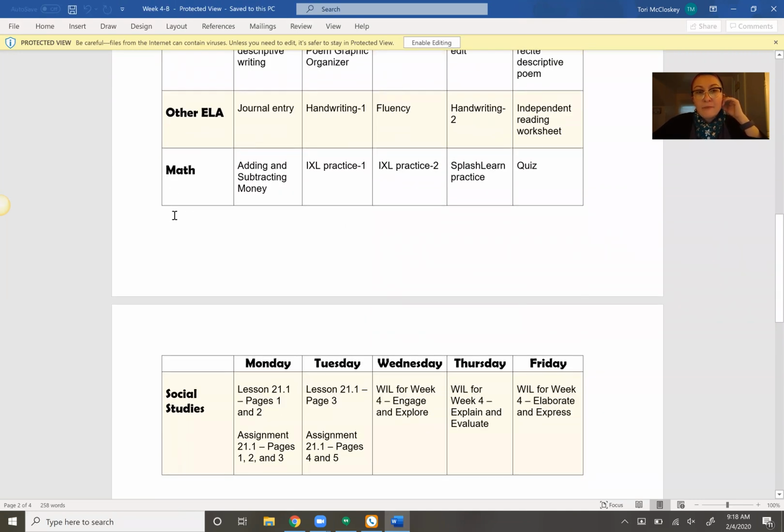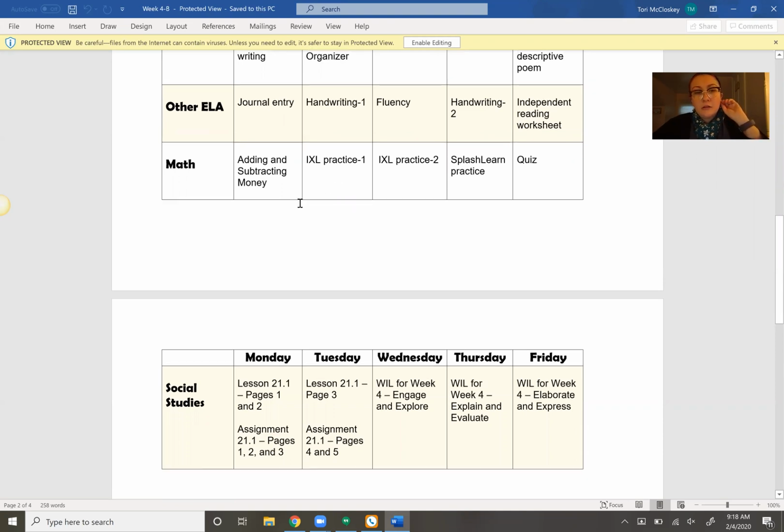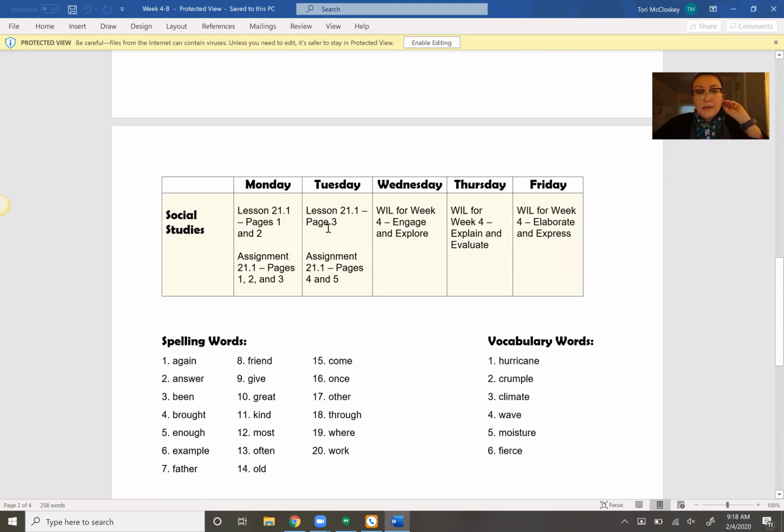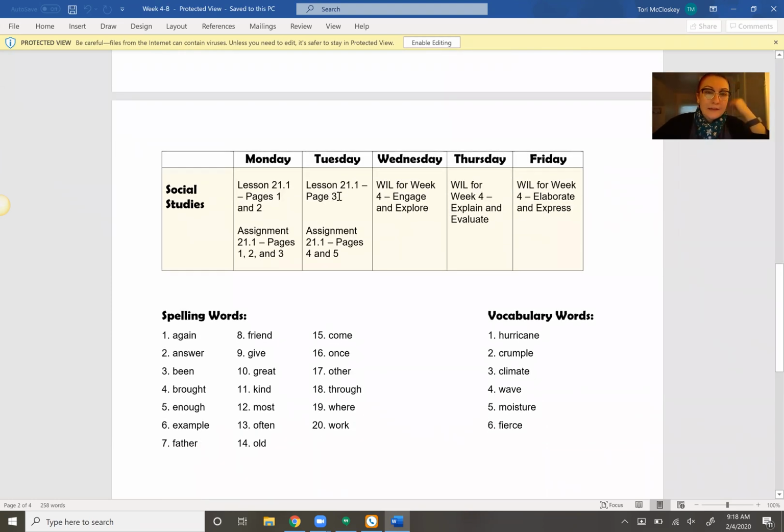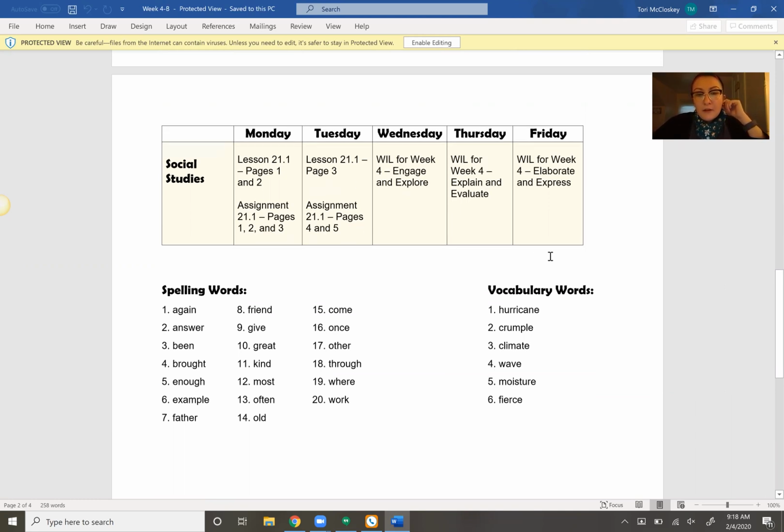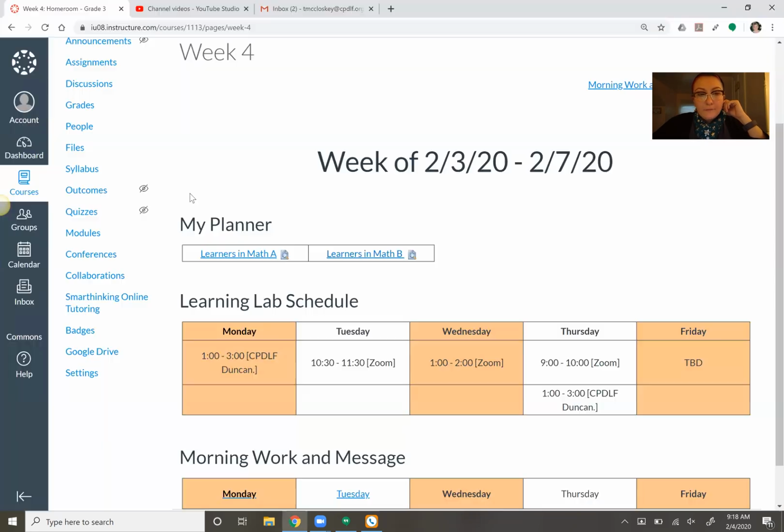Math, for my Math B kiddos, you're doing your first round of IXL practice. And my Math A kiddos, I'll double check, but I believe you're doing your second round of Splash Learn. And then social studies, you are wrapping up the lesson 21.1 for page 3, and completing the assignment for 21.1 pages 4 and 5, so you'll be able to turn that in today. And then your spelling words and vocabulary words are, of course, at the bottom.